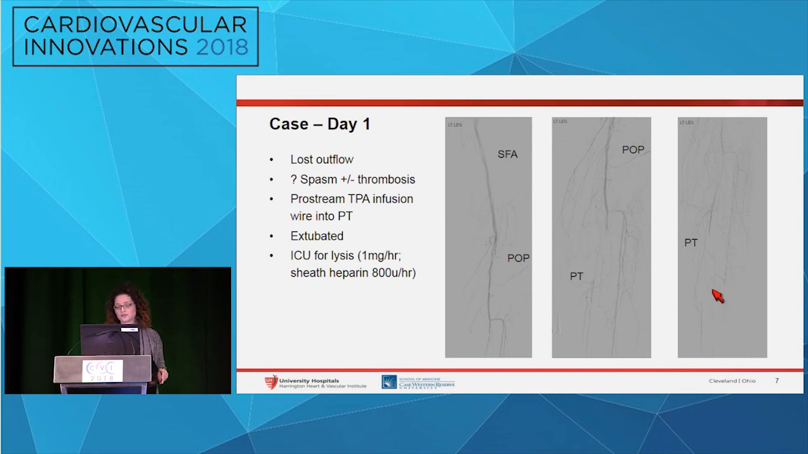So here I was trying to save her foot, and clearly had tibial disease, and now we had no outflow whatsoever. Was this spasm? Was this thrombosis? Maybe a little bit of both. Did we embolize while we were opening up the inflow? We tried some ballooning. We tried nitro. None of that worked. So at this time, my approach to bailing myself out was putting in a lytic catheter. I put a ProStream wire all the way down into that posterior tibial artery and just landed it there to lyse her overnight with some sheath heparin.